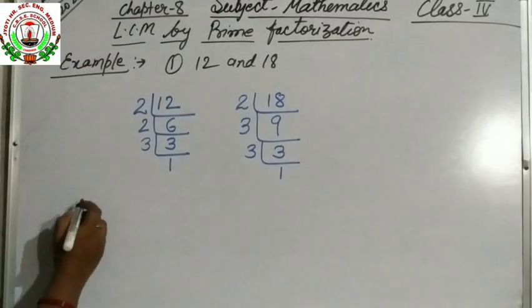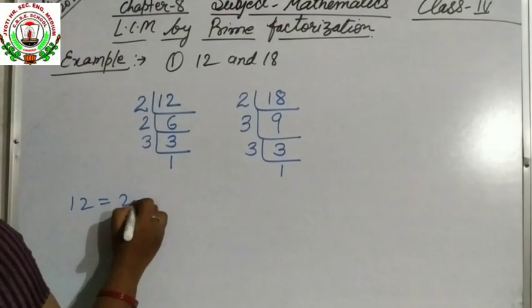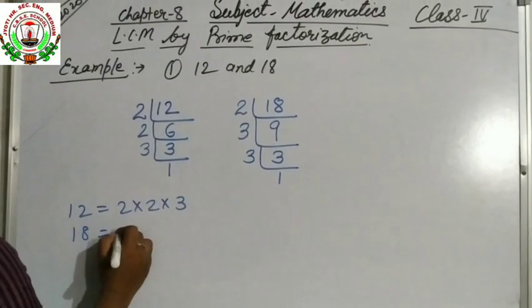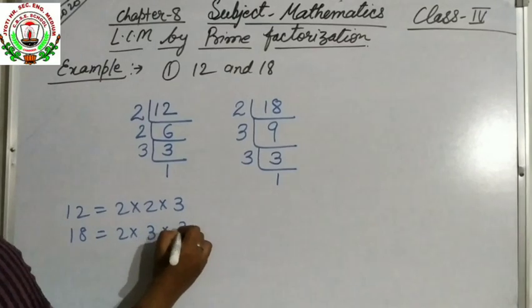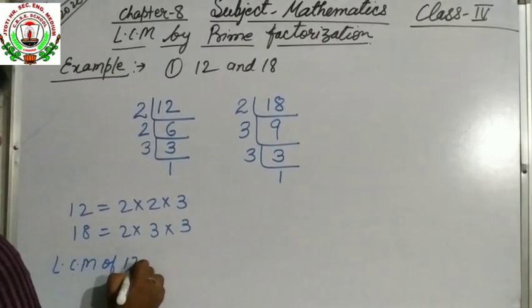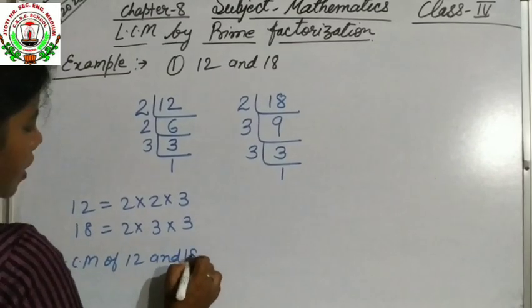Okay. After this, the prime factors we will write like this: 12 is 2 into 2 into 3. And this 18 is 2 into 3 into 3. Now we will write the LCM of 12 and 18.